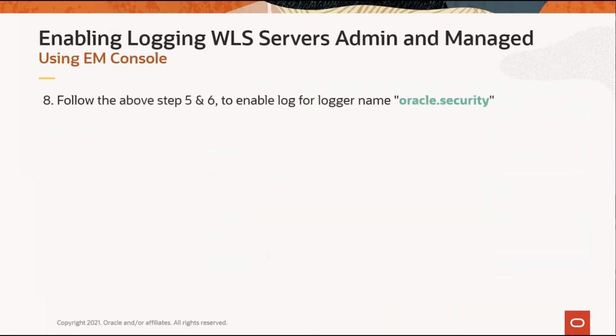Step 8, follow the above steps 5 and 6 to enable log for logger name oracle.security. This completes the steps for using the EM console to enable logging for the WebLogic servers. In this specific case, it was the managed server that runs the OAM for trace32, for the OAM loggers oracle.oam and oracle.security. When finished collecting the trace logs, just do the reverse to undo the changes.